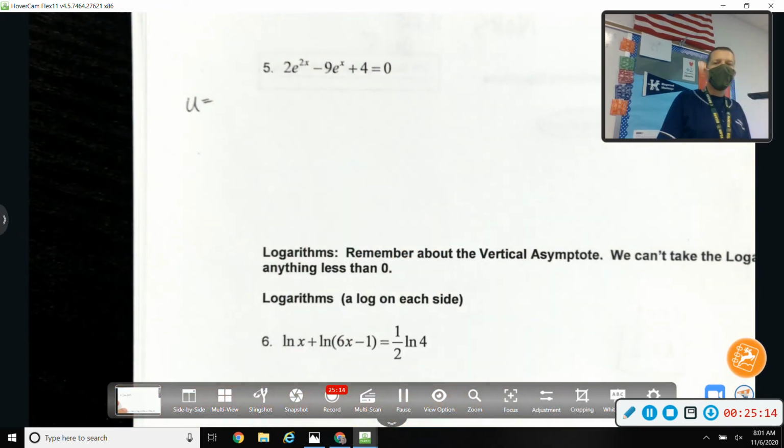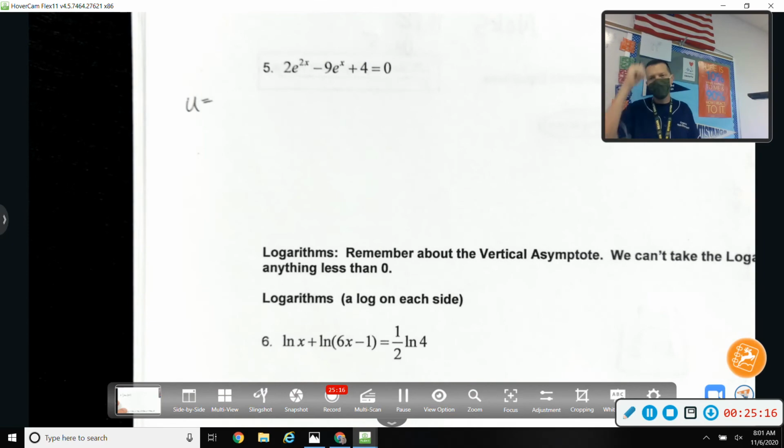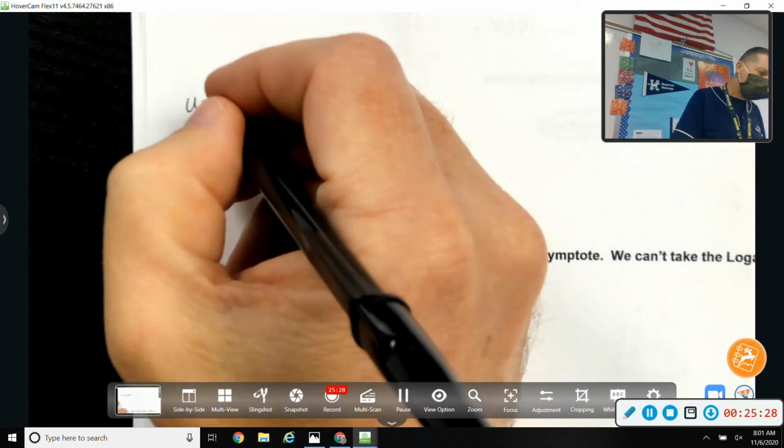More u substitution. This is the last hard one. We're downhill from here, I promise. What should we let u be? e to the x. Good. e to the x.